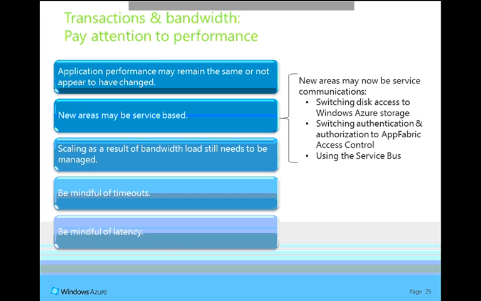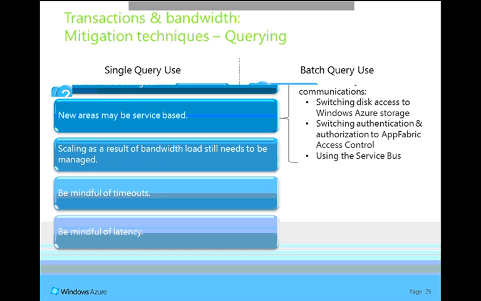Like I said, you will have to pay attention to make sure that the application performance remains the same, and also look at the cost of switching from disk access to the Azure centralized storage, and also the cost of doing authentication through the access control in the AppFabric, and also using the service bus to integrate with third parties, right? So these are some of the transaction and bandwidth considerations that you'll have to take into account when you run your service from the cloud.